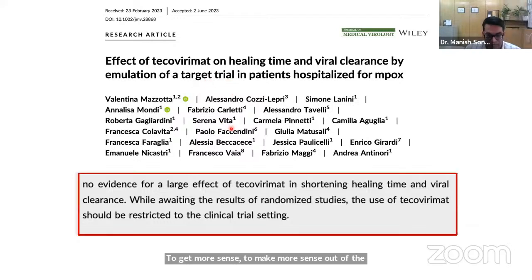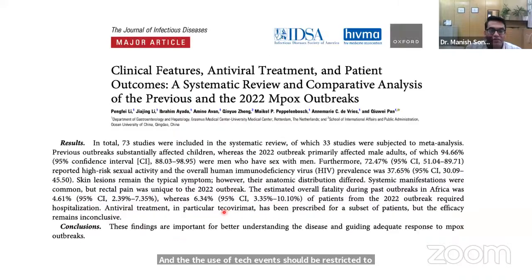And what did they observe? There is no evidence for a large effect of tecovirimat in shortening healing time and viral clearance, and the use of tecovirimat should be restricted to clinical trial settings only. Okay, let's see what more data is there. This is a systematic review and analysis, including patients from the 2022 Mpox outbreak. Let us understand these numbers are not very large. It is largely being given under the setting of an RCT, which is ongoing.